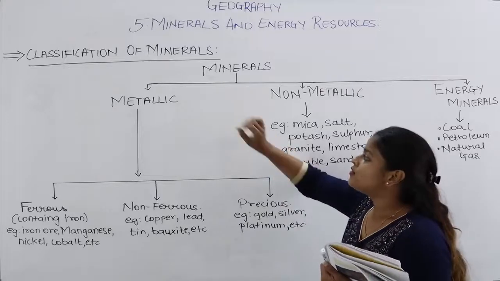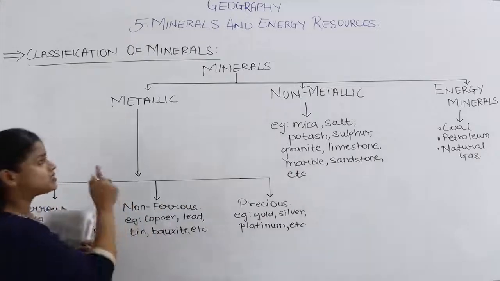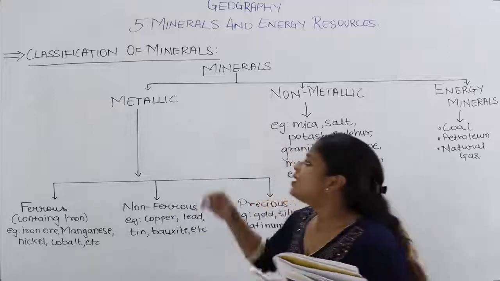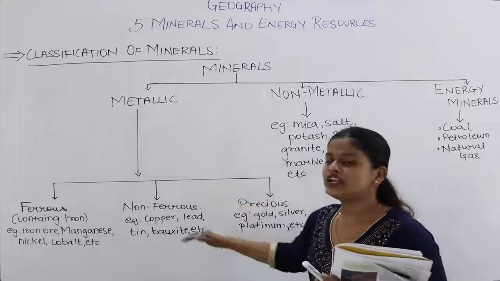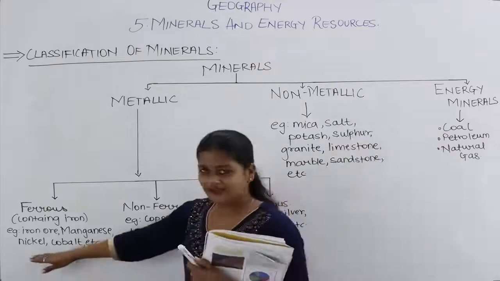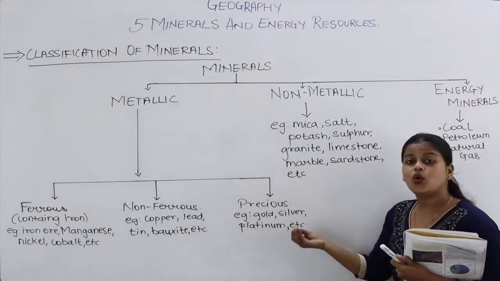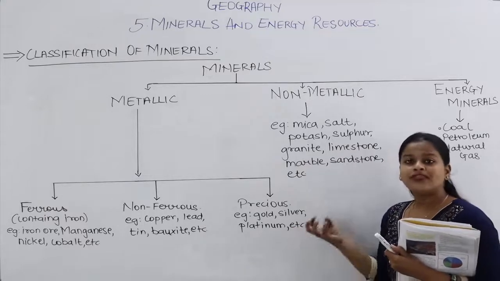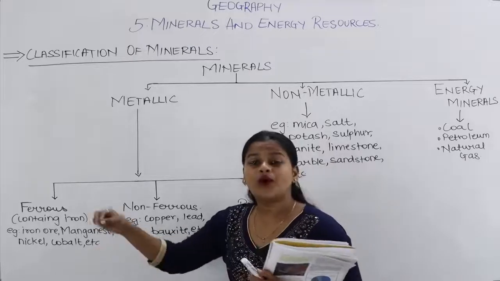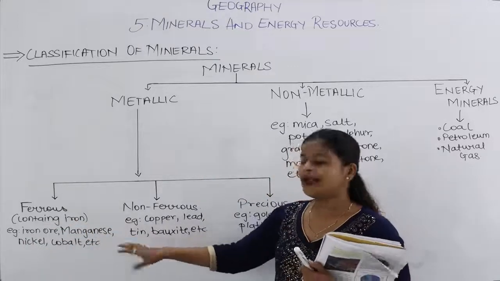Now minerals are divided into three different parts: metallic, non-metallic and energy minerals. The metallic minerals again have three subdivisions: ferrous, non-ferrous and precious. The precious ones are gold, silver and platinum, which are very precious to us. And what is ferrous? It is the one which contains iron in it, like iron ore, manganese, nickel, cobalt, etc.